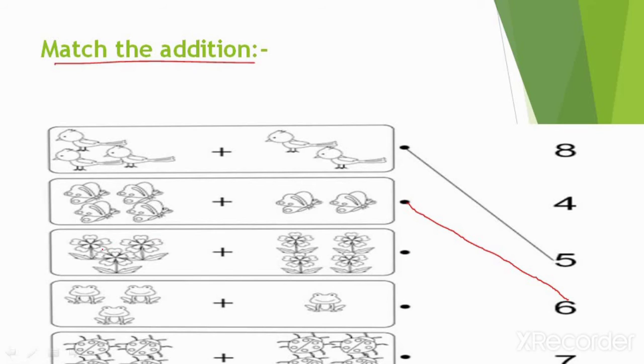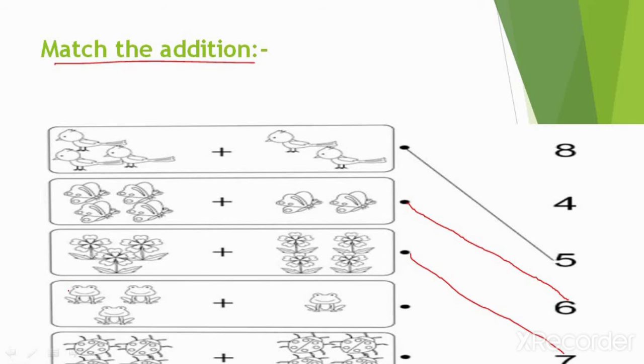Next is, there are 3 flowers in first column. Look, 1, 2 and 3. We have to add 4 more to it. After 3, 4, 5, 6 and 7. Where is 7? Here it is. What we have to do? We have to match this with number 7.